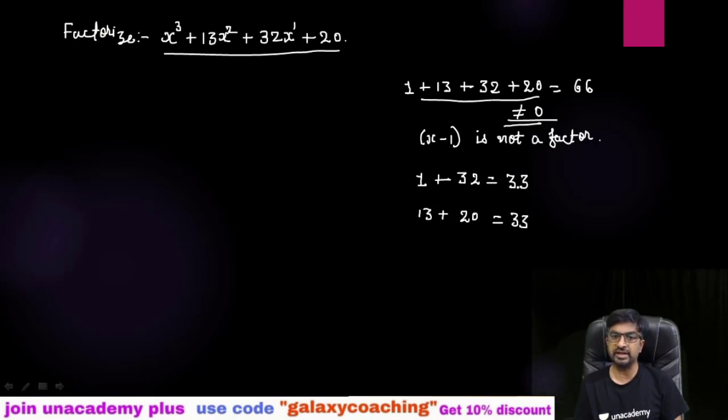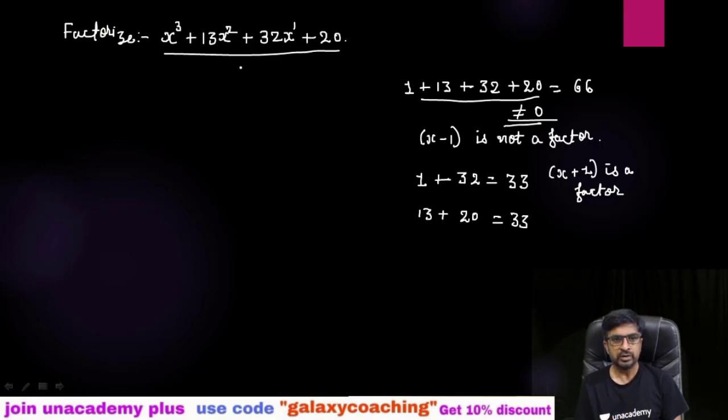Here both of these are equal. When both these additions are equal, at that time you can say that x plus 1 is a factor. So first you need to check this condition in all the questions. Here x minus 1 is not a factor, so x plus 1 is a factor. So one of the factors of this is x plus 1, that we come to know.